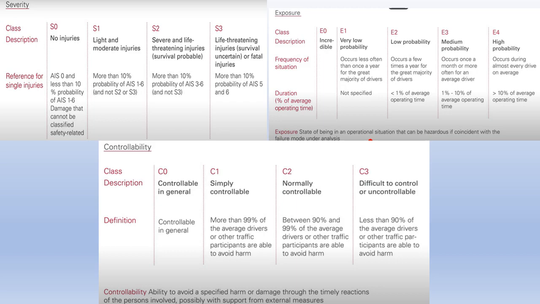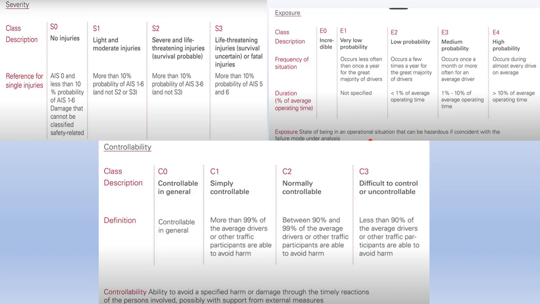And next comes the exposure. E1 stands for very low probability, and E4 stands for high probability. If you are watching this session, you can pause the video and see very clearly what is meant by very low probability, low probability, medium probability, and high probability, which is clearly mentioned here. So exposure is more or less the probability with which a particular hazardous situation can occur.